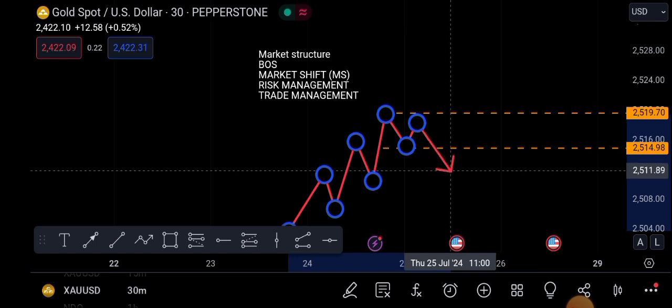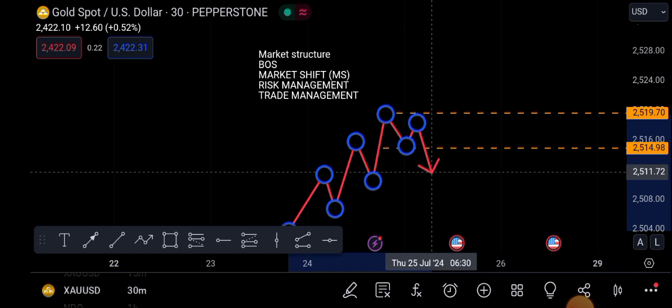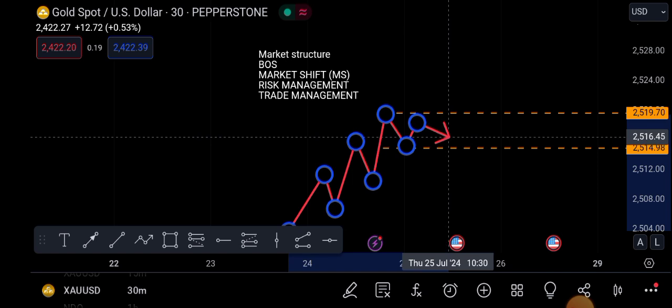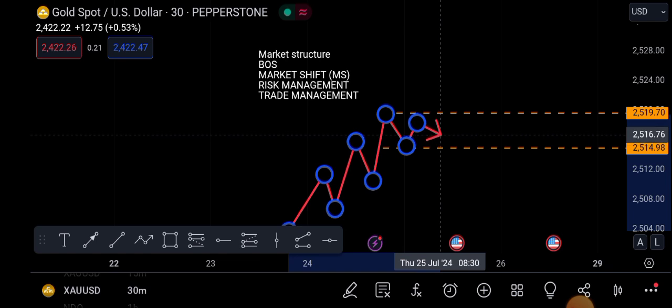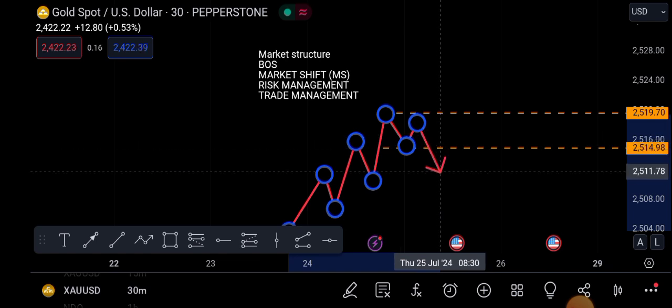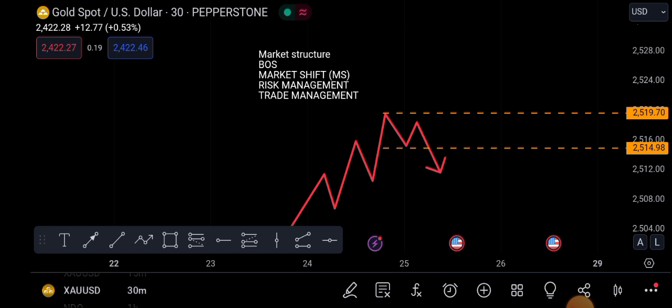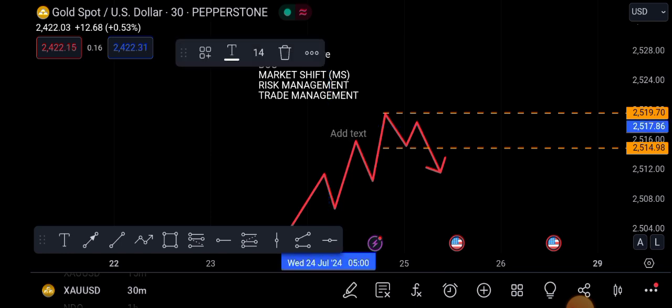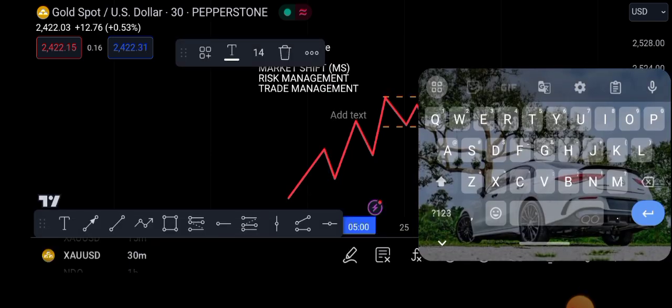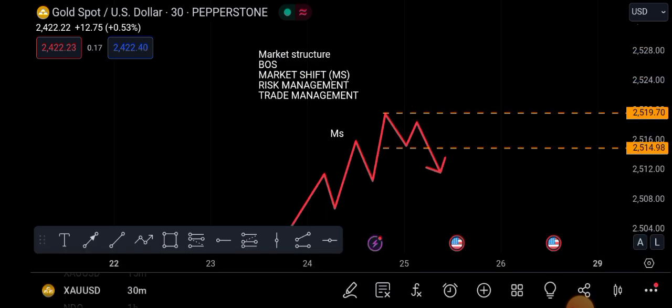We have to wait for the market to take out our old higher low, then come back to this flip zone, the zone that caused the market to shift. That is a flip zone, either a demand flip zone or a support flip zone, and we have to wait and take a trade from there. But most especially, once this is taken out, here is our market shift. I like to make use of MS for market shift.